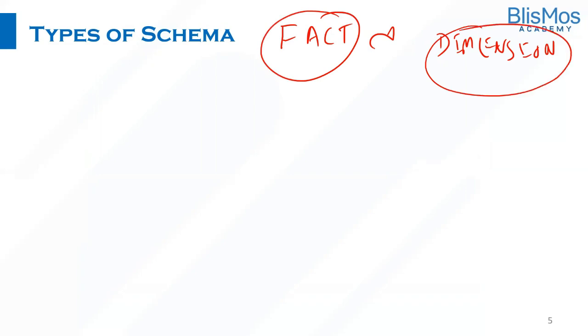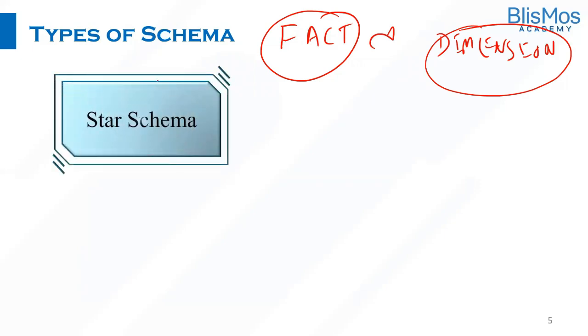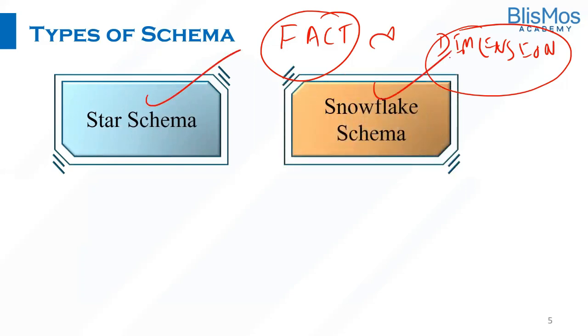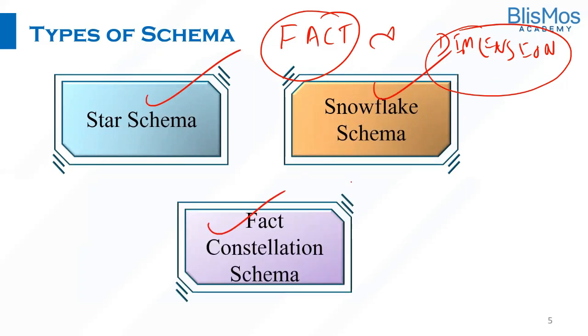Based on how the fact and dimension tables are arranged, we have different types of schema in data warehouse, and they are first and foremost, star schema. The second one being snowflake schema. Third one is fact constellation schema. We'll understand all of them one by one in our subsequent videos.